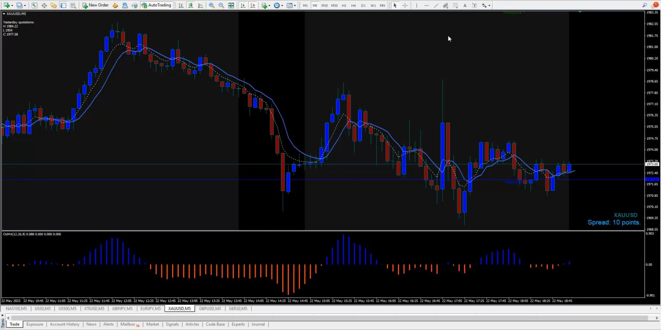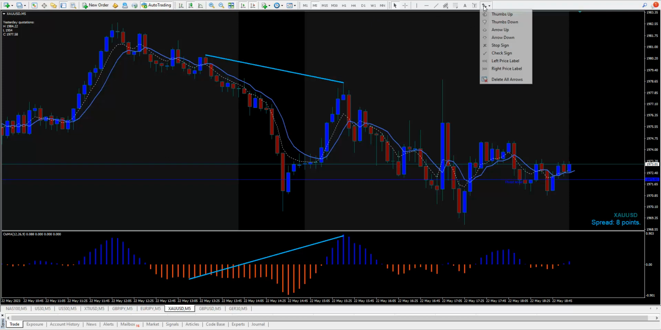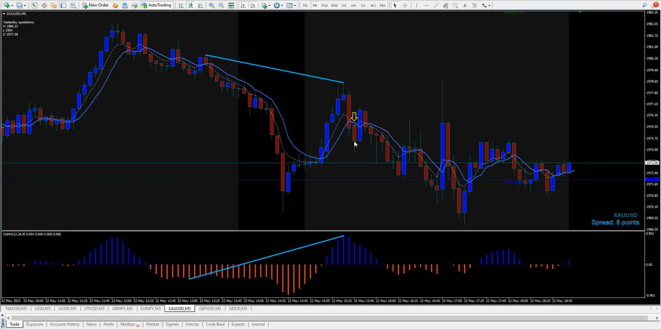But there is a setup. I just saw it right here. It's hard to see divergence. That's why it's hard to see if you're not looking for it carefully. Okay? You've got to look for it, baby. Right here, right here, right here. Okay, right on the opening of this candle. You would have sold it.